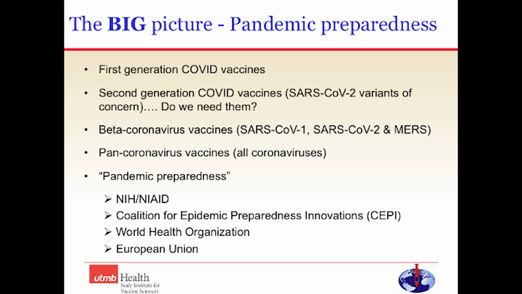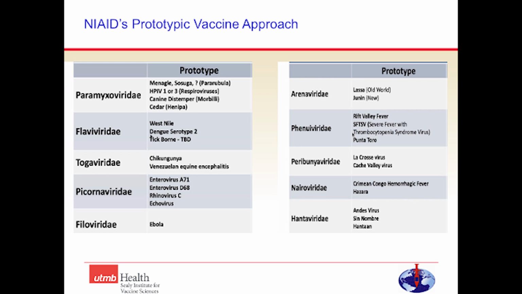And there's this large pandemic preparedness program by NIAID, CEPI, WHO, the European Union, and many other entities. The NIH has decided to focus on prototype strains. They've identified disease X as coming, the next one from one of these families: paramyxos, flavis, togas, picornas, filos, arenas, pneumos, peribunyas, nairos, and hantas. And the idea is if you can actually characterize and make a vaccine against a prototype strain, you can then do what we call plug and play, where you take another virus from that family and just place it between the prototype. That's how that works.